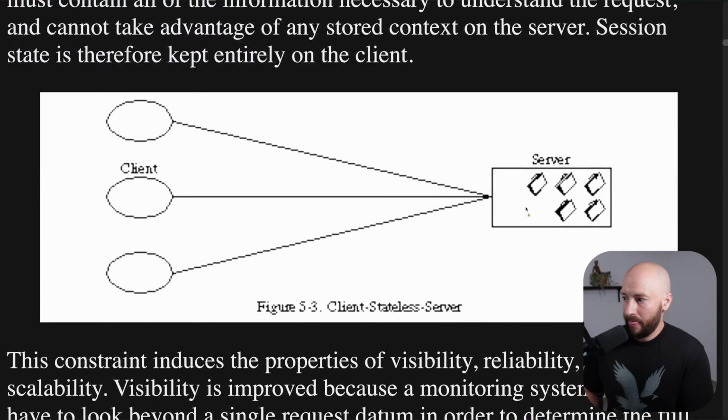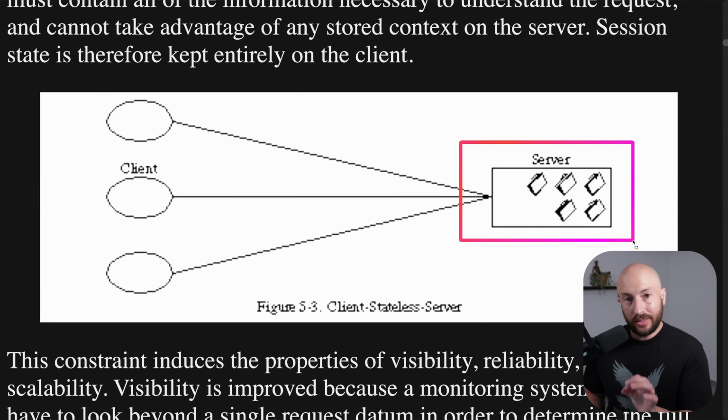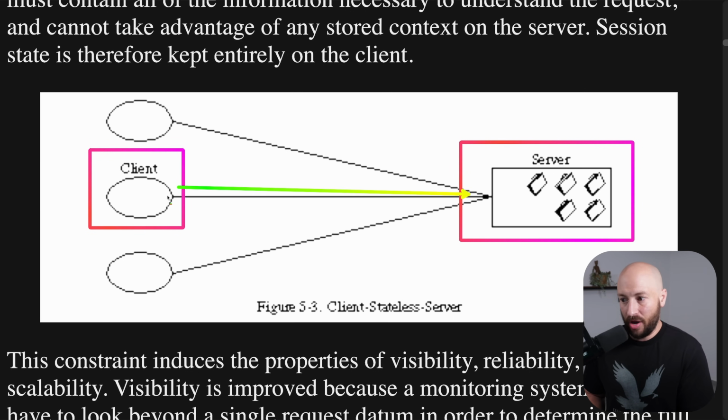Next, and this is one of the most important constraints, we have stateless. What stateless says is that the server does not store any state about the specific clients in between requests, meaning that when the client goes ahead and makes a request to the server, the request itself has the information, the context needed to go ahead and handle this specific action.